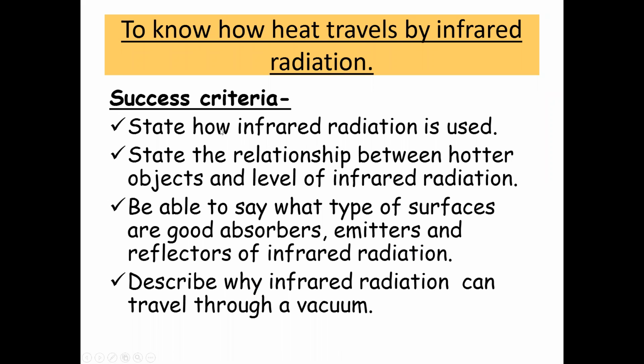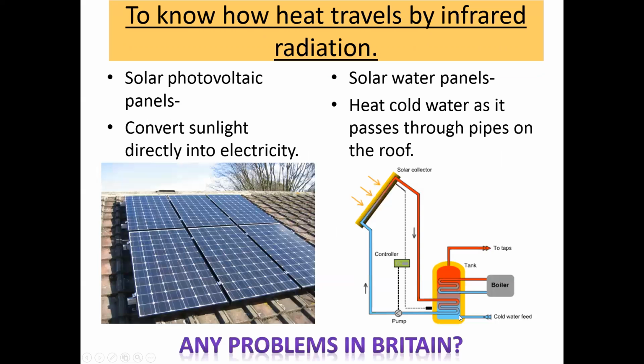We're just going to make sure that we can state how infrared radiation is used. It's called thermal radiation, and we sometimes call it infrared. We're going to look at the relationship between hotter objects and the level of infrared radiation, which types of surfaces are good absorbers, emitters and reflectors of infrared radiation, and describe why it can travel through a vacuum. We're actually going to hit that one pretty much first.